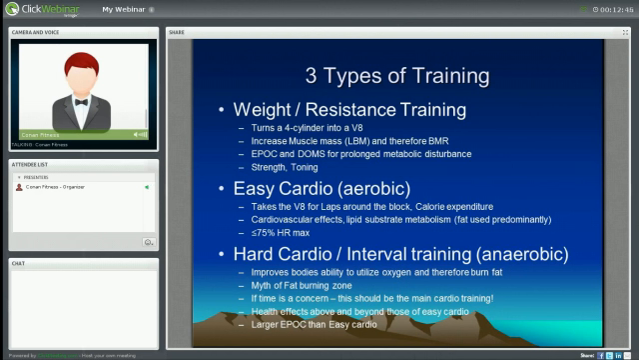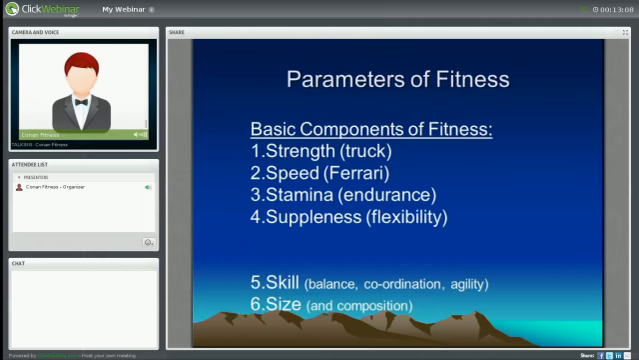There are health benefits above and beyond those of easy cardio, and there's a larger EPOC than easy cardio. As we mentioned before about that excess post-exercise oxygen consumption, that area under the curve after training, because of the higher intensity, that's more prolonged. As we mentioned, EPOC is kind of related to intensity. So there are our three types of training.